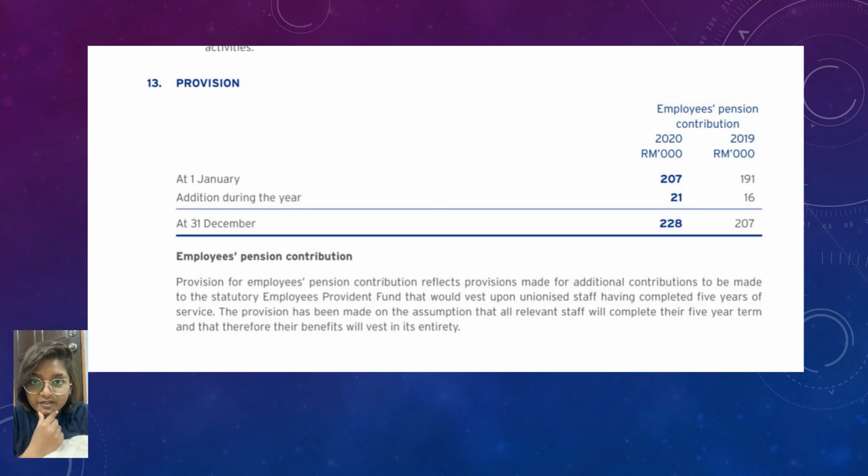Provision for employees' pensions contribution reflects provisions made for additional contributions to be made to the statutory employees' provident fund that will vest upon union staff having completed 5 years of service. The provision has been made on the assumptions that all relevant staff will complete their 5-year term, and that therefore their benefits will vest in its entirety.